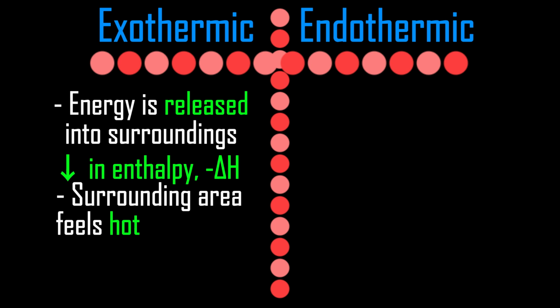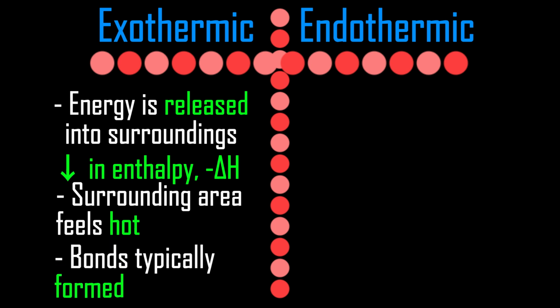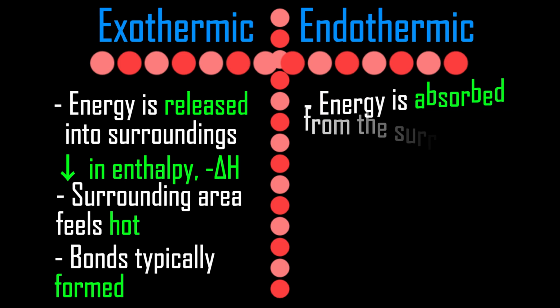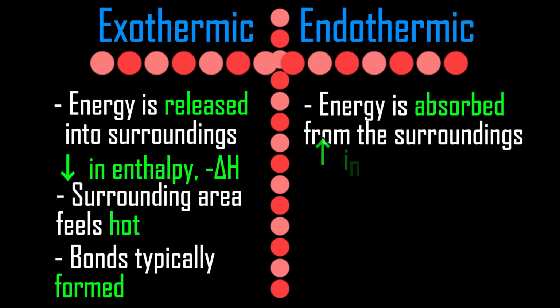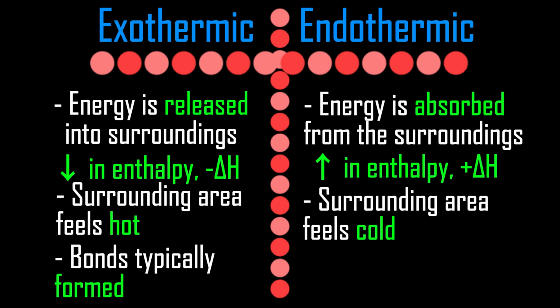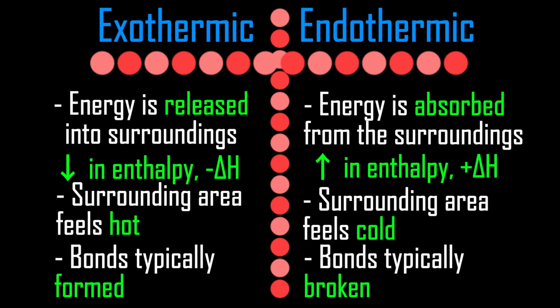Exothermic processes also involve forming bonds. In contrast, endothermic processes, where the system absorbs energy from the surroundings, have an increase in enthalpy, or a positive delta H. And the area surrounding an endothermic reaction feels colder. Endothermic processes involve breaking bonds.